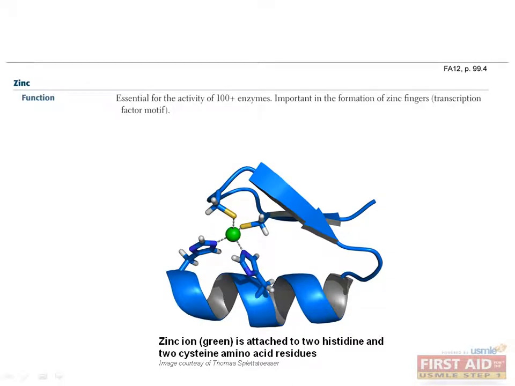Zinc is a physiologic ion that is essential for the function of over 100 enzymes and helps proteins such as zinc finger transcription factors achieve the structure they need to function properly. Here's an image of part of a zinc finger transcription factor, in which you can see the protein in blue and the zinc ion in green. Without zinc, the protein can't fold properly.